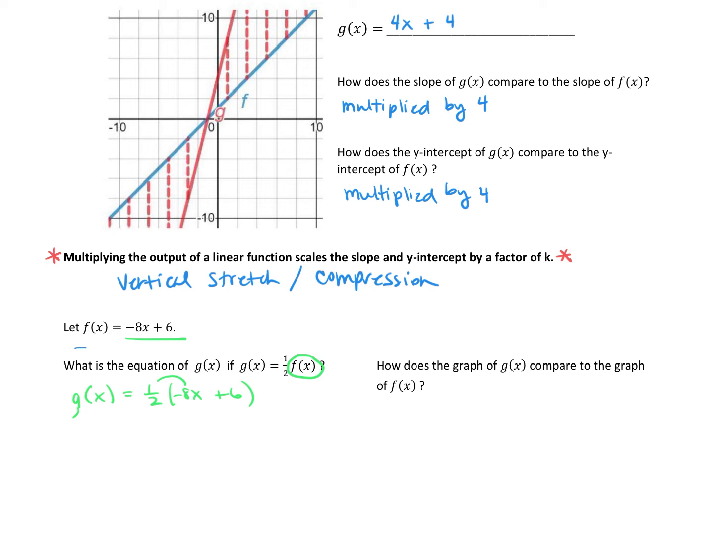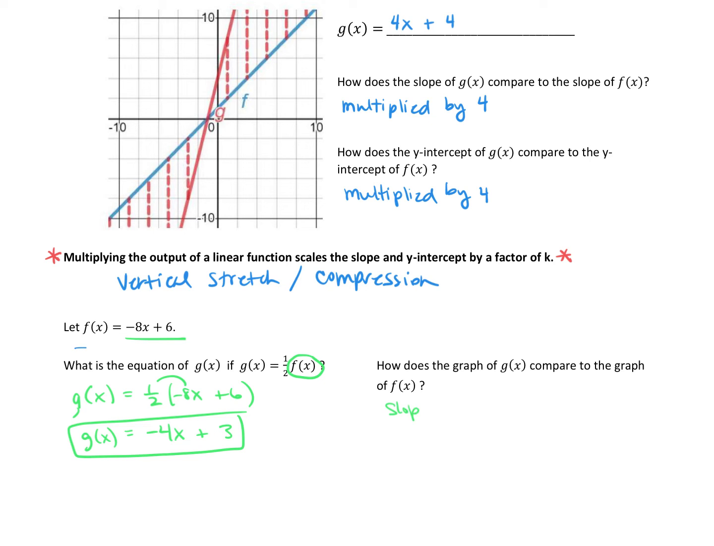We can go ahead and distribute that 1/2. 1/2 times negative 8 is a negative 4x. 1/2 times a positive 6 is a positive 3. So there's our g of x function. How does the graph of g of x compare to the graph of f of x?